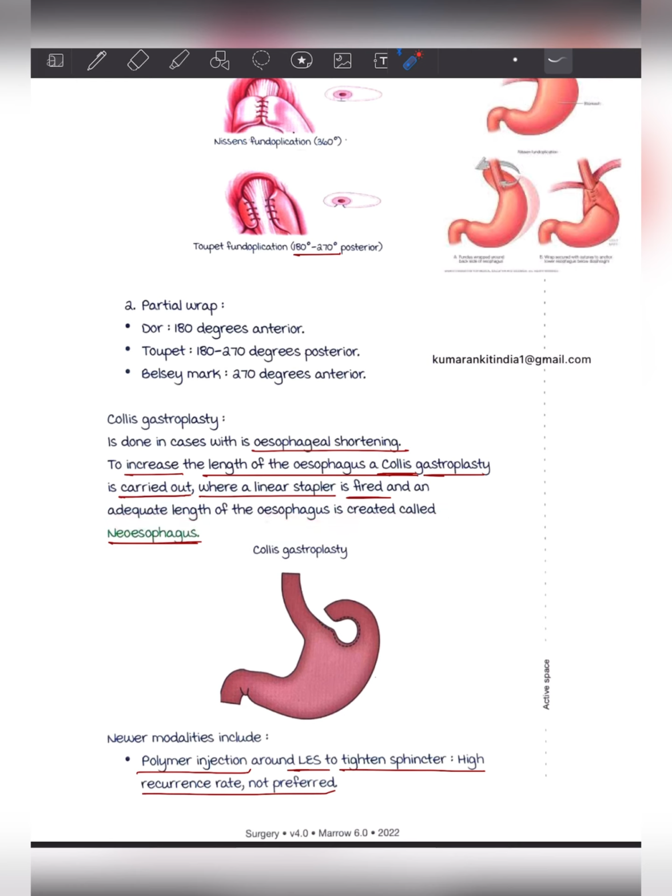Let's move further. Newer modalities include polymer injection around the LES to tighten the sphincter. Higher recurrence rate, it is not preferred. So what do we do? We inject the polymer to tighten the sphincter.